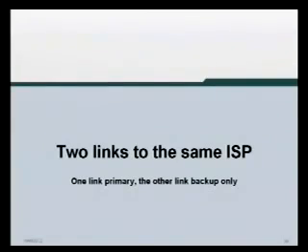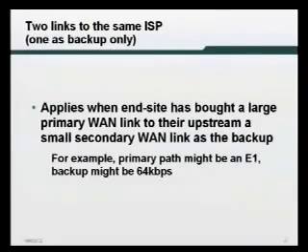Okay, so first example, two links to the same ISP. We've got one link as the primary, the other link is the backup. This applies when a site has bought a large primary WAN connection to their upstream service provider and a small secondary link as the backup. For example, the primary path might be an E1 or T1 or whatever, and they back it up with 64K, 56K, whatever. I've just picked some numbers as examples. Trying to pick numbers that work in every economy is always a challenge, so just pick some numbers. 2 megabit circuit versus 64K.